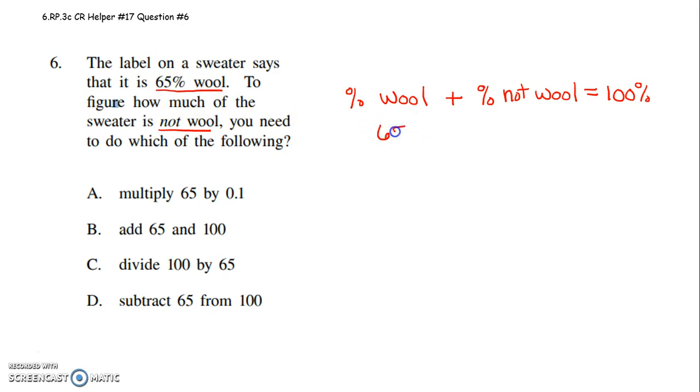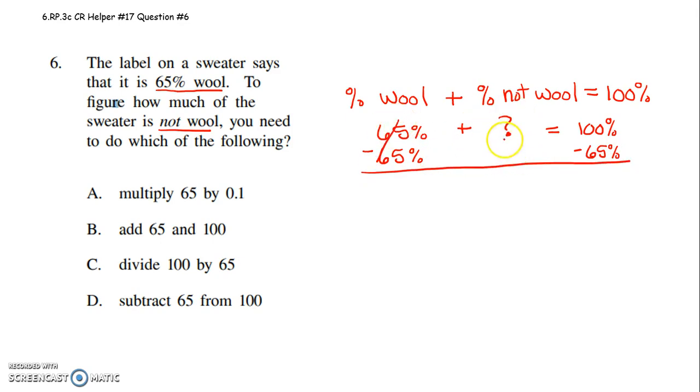So if I know 65% is wool, plus whatever amount is not wool, at the end of the day it had better give me 100% of that sweater, or I'd only be wearing part of a sweater. So how do I find out what percent is not wool if I know 65% is wool? Oh, this is like an equation. I could just subtract 65% from 100%, and that will give me the percentage that is not wool. 100 minus 65, I believe, is 35%.